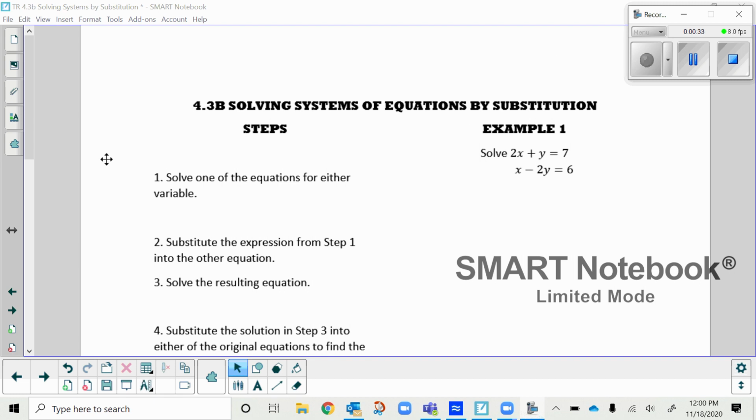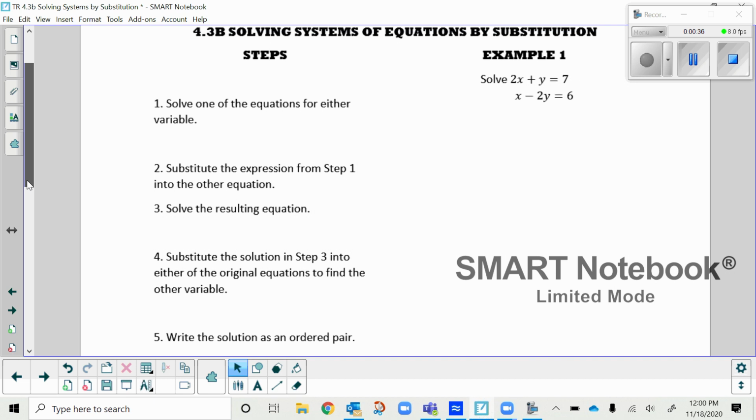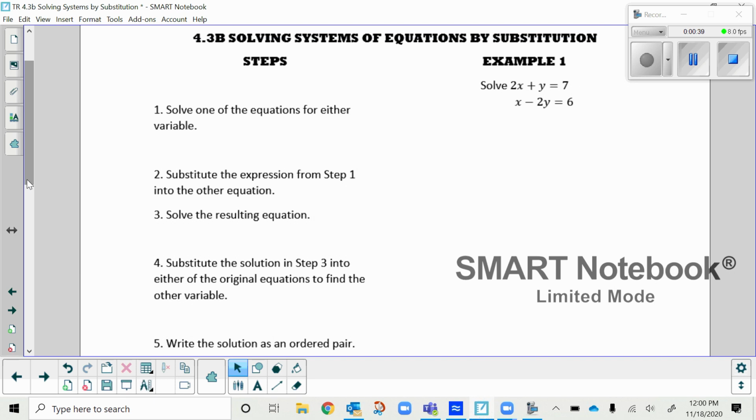So if you're looking at the steps here, the very first step is that we want to solve one of the equations for either variable. So we're going to do two examples today, and then we're going to be done. Here's my first example on the right-hand side. The steps are on the left, the examples are on the right. If the first step is to solve one of the equations for either variable, it means you have options. You can pick the first equation, you can solve it for y or x, and you could pick the second equation and solve it for y or x.